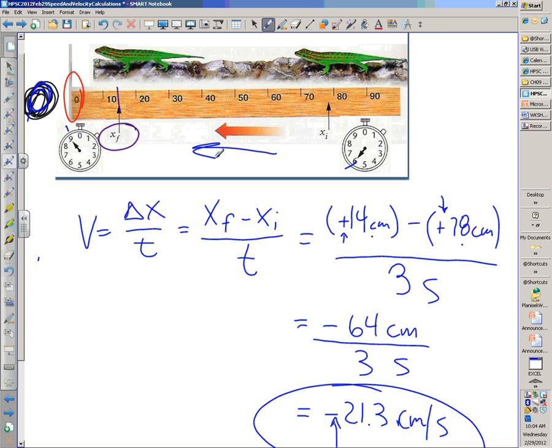If we use directions, if we called this east and west, the gecko is still on which side of the reference point? He's still on the east side of the reference point, but which direction is he moving? West. Moving west. Does that make sense? Yeah. So you can have a positive position with a negative velocity. That just means you're moving in the opposite direction.